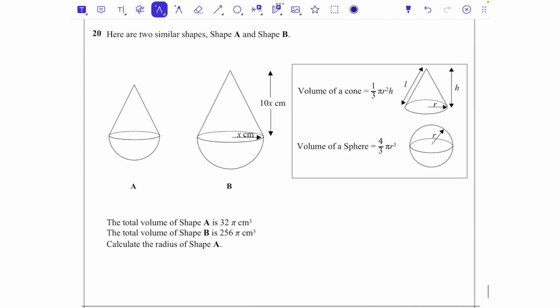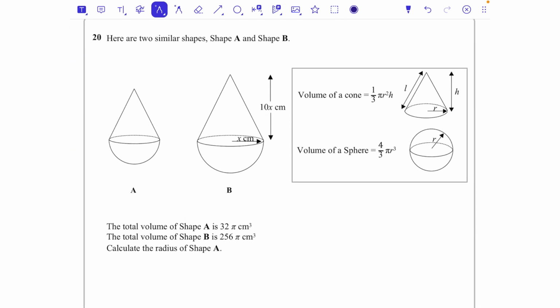Question number 20. Here are two similar shapes, shape A and shape B. The total volume of shape A is 32 pi. Okay, there we go, that one. And the total volume of shape B is 256 pi centimetres cubed. Calculate the radius of shape A. Okay, so shape A is this one over here, and this is what we want. We want the radius. So at the minute, we know the volume of shape B.